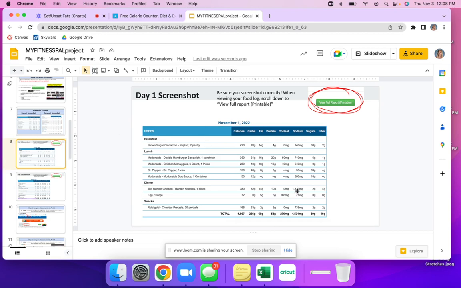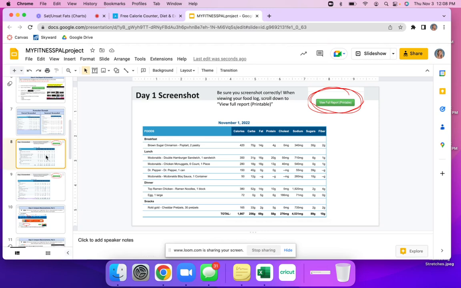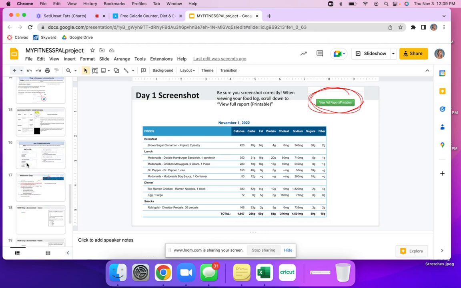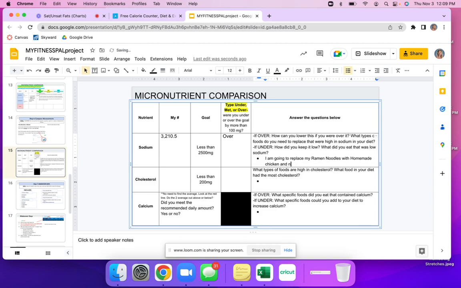So here it says that my top ramen was 1,820 milligrams of sodium. We talked about this in class. It's a big amount of sodium in processed and packaged foods. And so I would then fill out the chart. So it says here, what do I need to replace that is high in sodium? So then I would say I am going to replace my ramen noodles with homemade chicken and noodles to reduce my sodium.